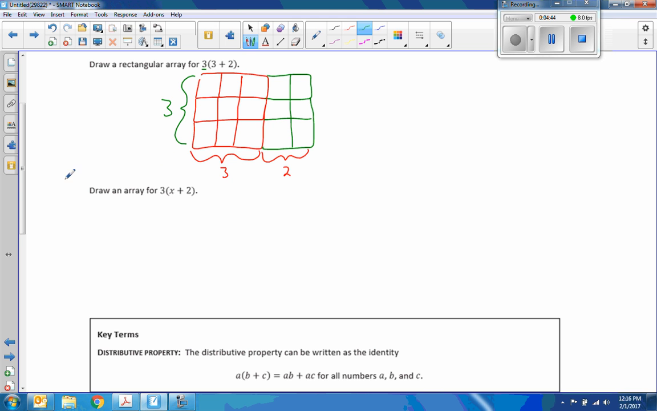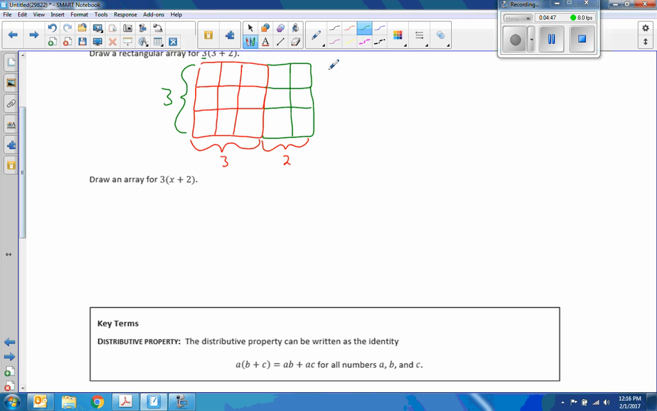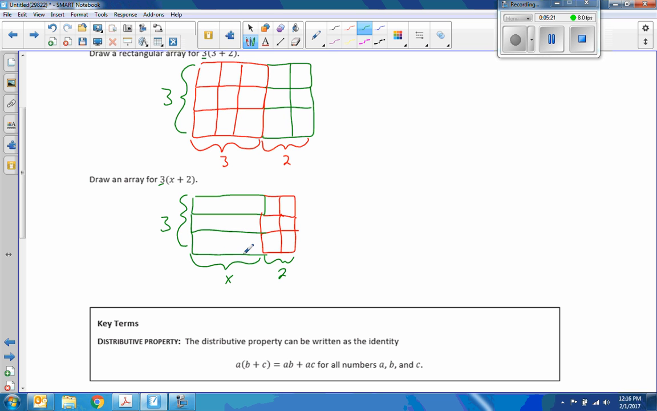Now let's draw an array for 3 times the quantity x plus 2. It's going to look like this. It's going to be 3 of them, but I want an x, and I want plus 2. And I want 3 of those, so I'm going to continue this down. So there's my 3 groups of 2. This is x, this is 2, and this is my height, 3. So I have 3 of them, so I have 3x plus 6.